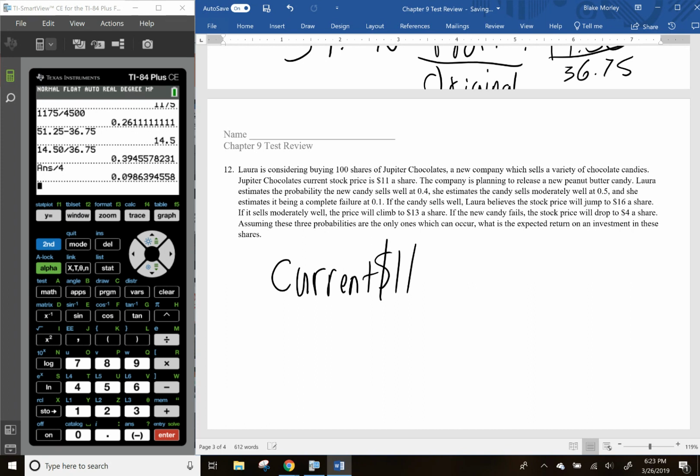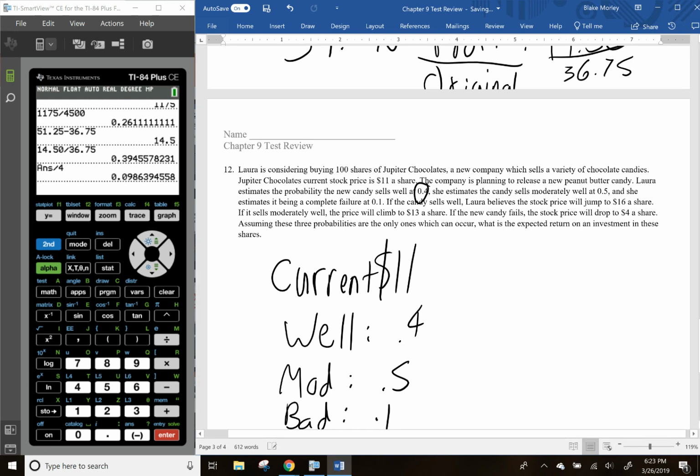So what is the future outlook for this? We've got a chocolate company. They're coming up with a new candy, and the probability the candy sells well is 0.4. If it sells moderately well, the probability is 0.5. And if it tanks, the probability is 0.1 of that happening. So it's a pretty good chance that the new candy will be a success, but there's a 0.1 chance that it will just fail entirely.